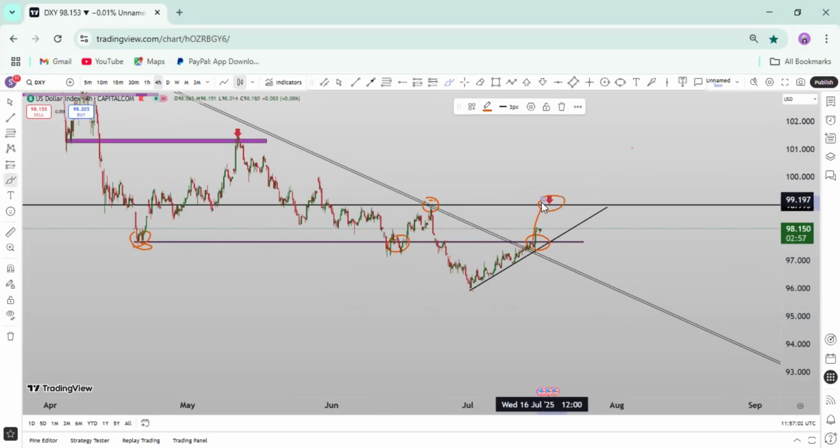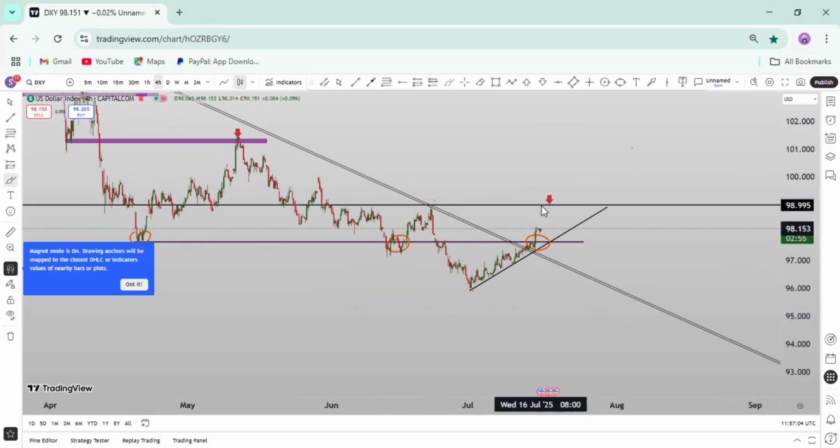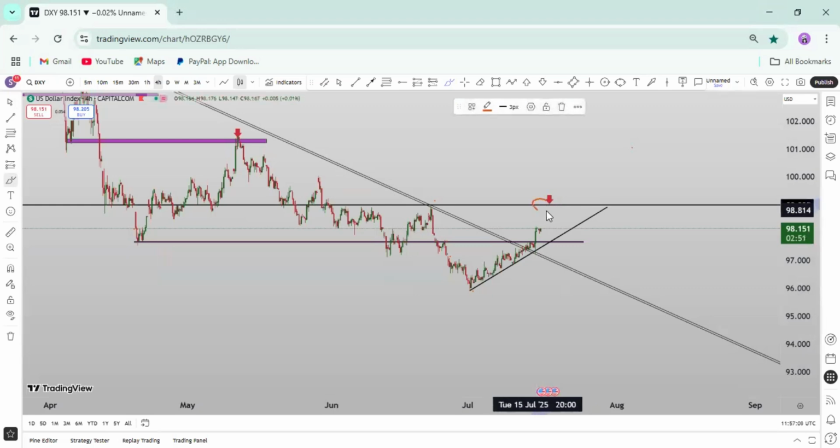So for me, up to now, I'm still bearish until the market breaks this area around here, because if you can see, this was a very good support and resistance area. The market held in this area a couple of times.